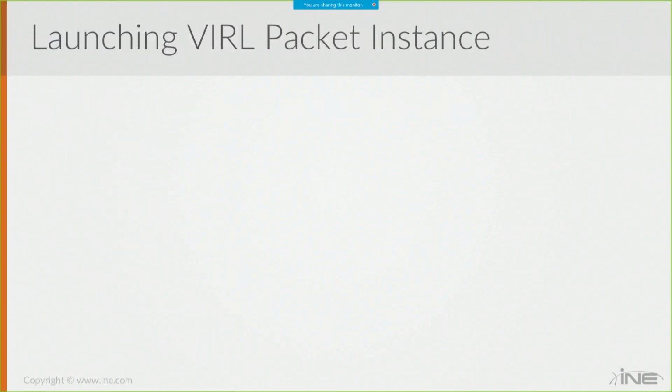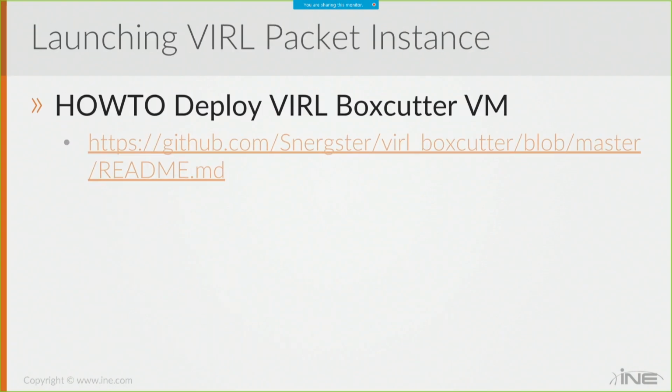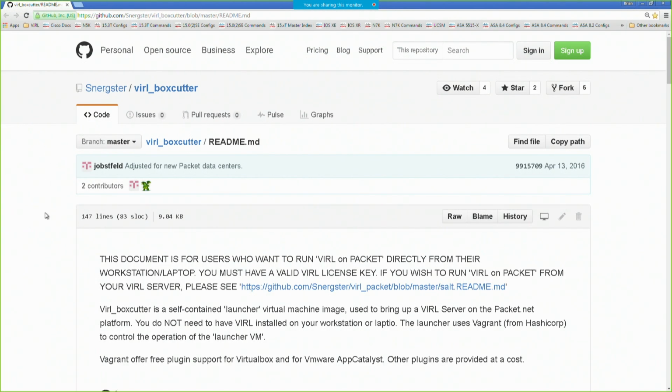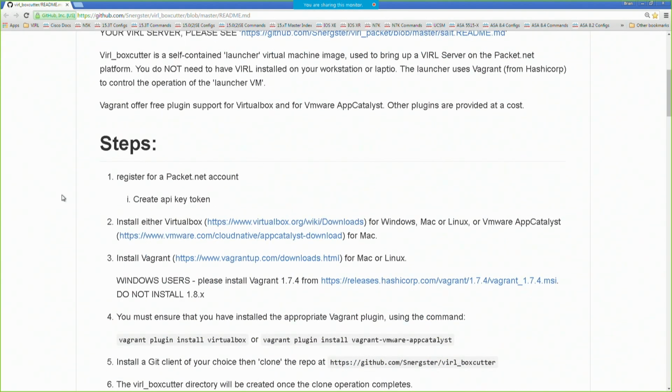Okay, so once we have the basic things together, next thing is that we need to look at what are the individual steps to deploy the actual box cutter. So if you go to the GitHub page that the VIRL team has put together, they have a fairly complete README here that walks you step by step through the entire process. So up to this point, we're assuming that we already have a Packet.net account, that we have VirtualBox installed, we have Vagrant installed, and we've gone through the other basic steps of installing whatever software packages that we need up to this point.